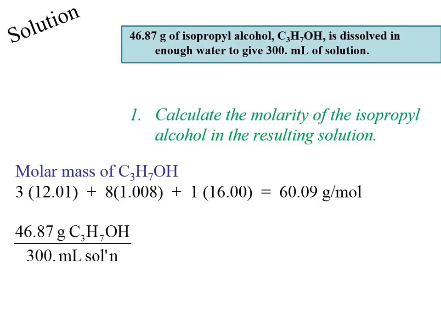Like we've done before, we simply take the mass of the isopropyl alcohol, that 46.87 grams of C3H7OH, and divide it by the solution volume, which was 300 with a decimal after it. Now remember, that decimal is what we call explicit. The reason that decimal is there is to tell you 3 sig figs. So 300 with 3 sig figs milliliters of solution. So what does the next term look like?